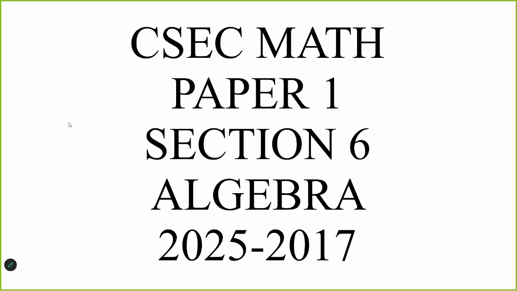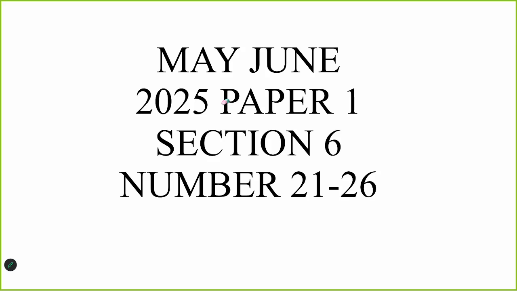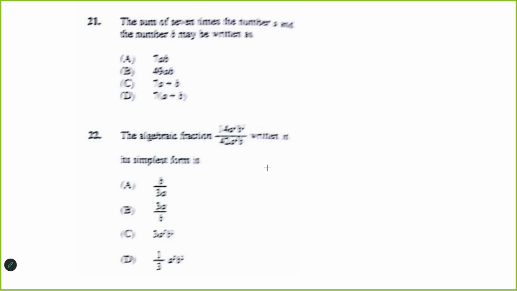Today we are going to be doing CSEC Maths Paper 1, Section 6, Algebra 2025. I said to 2017, but we'll see if we have additional time. We will do till 2017, but we'll stop at 2020 if time runs out. So let's go ahead and start. This first one is May June 2025 paper 1 section 6, which is 21 to 26. That's 7 questions.